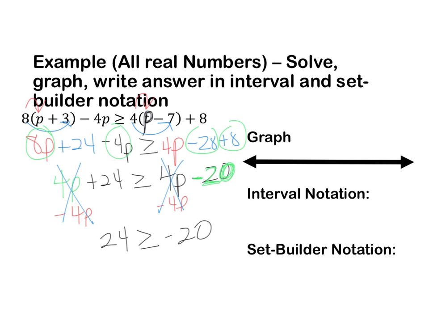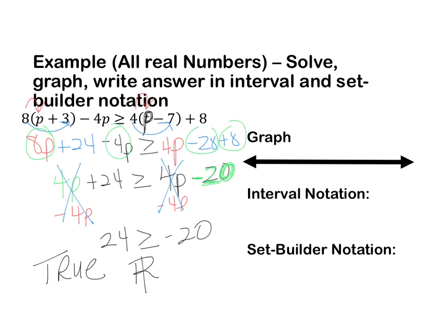Alright, so here's what happened when I solved this inequality. I got 24 is greater than or equal to negative 20. So is 24 greater than, bigger than negative 20? Yes, it is. So in this case, I get a true statement. When you get a true statement, what that means is your answer is all real numbers. And that's what this symbol stands for, like I told you in the last video.